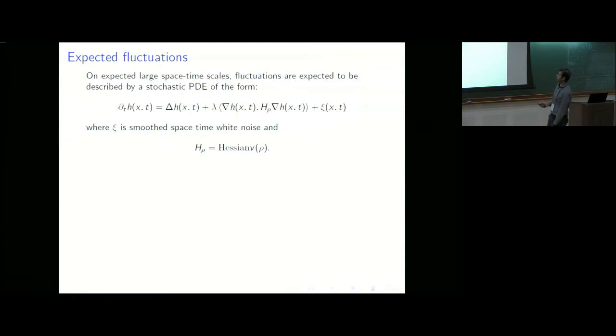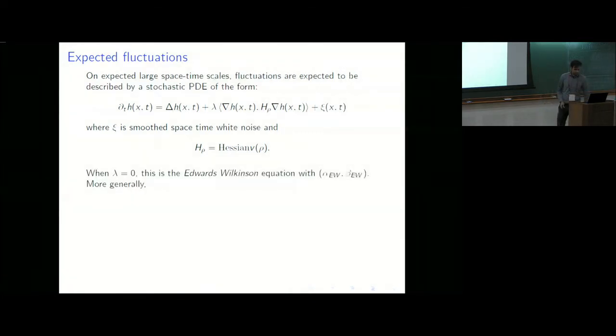And here in the nonlinear term, we've got this h of rho, and h of rho is just the Hessian of the speed of growth that we had on the last slide. So it's just computed by computing second derivatives. When lambda is equal to 0, this corresponds to something called the Edwards-Wilkinson equation. And here you'll have a specific alpha and a specific beta.